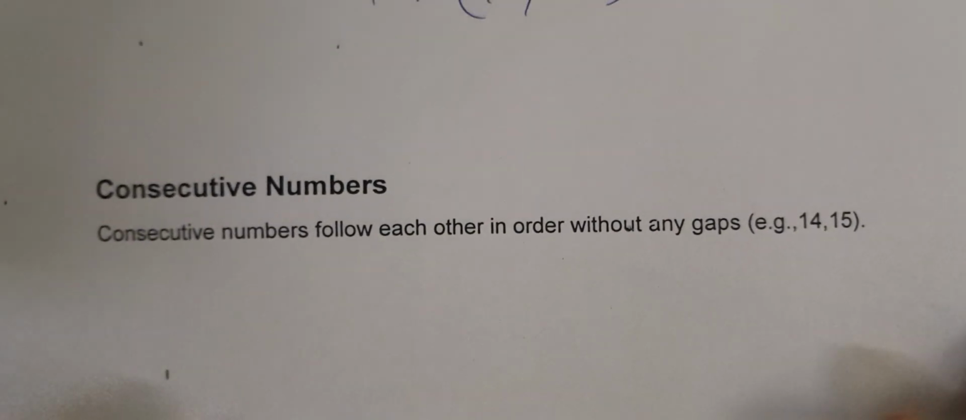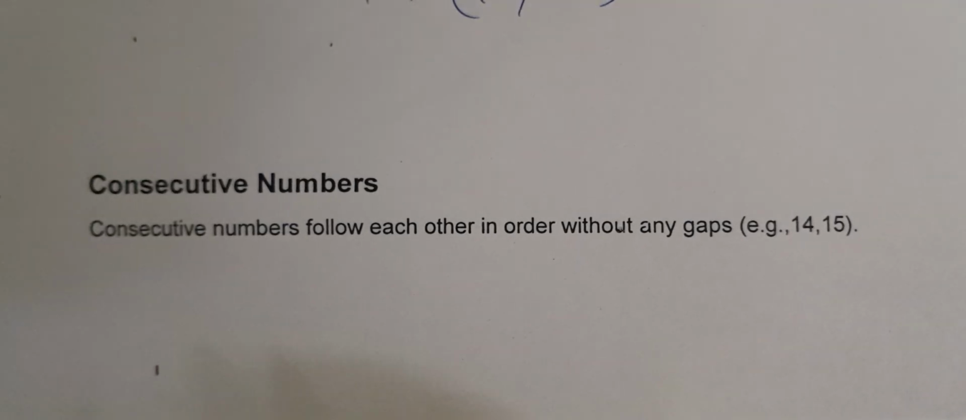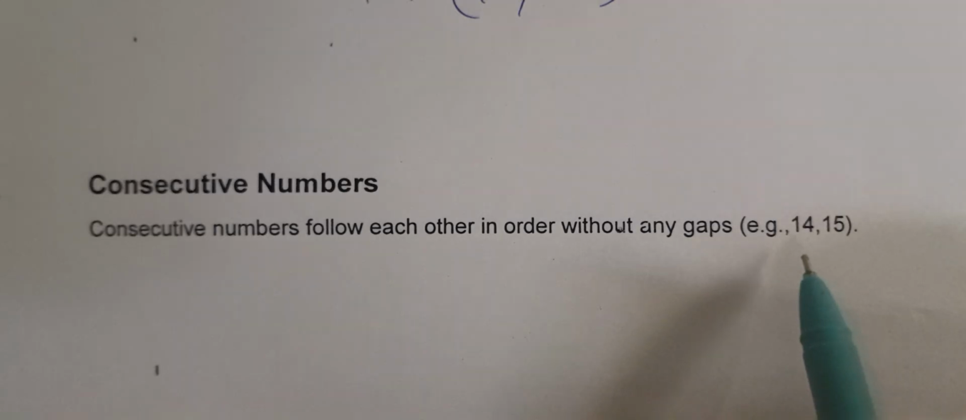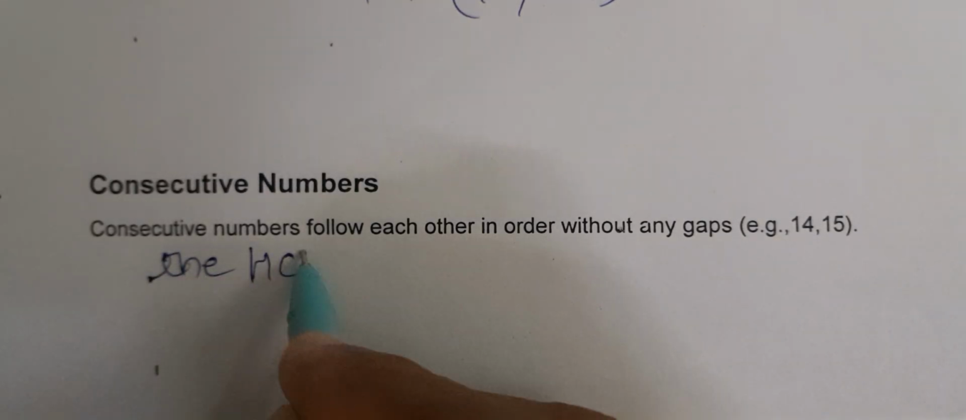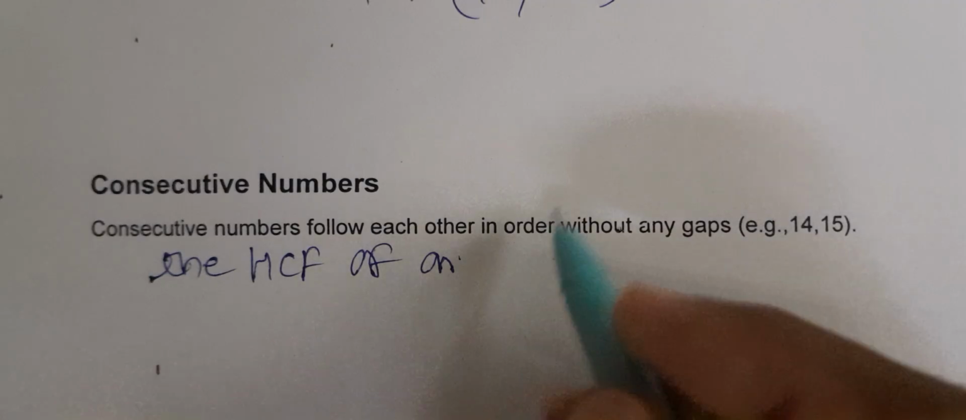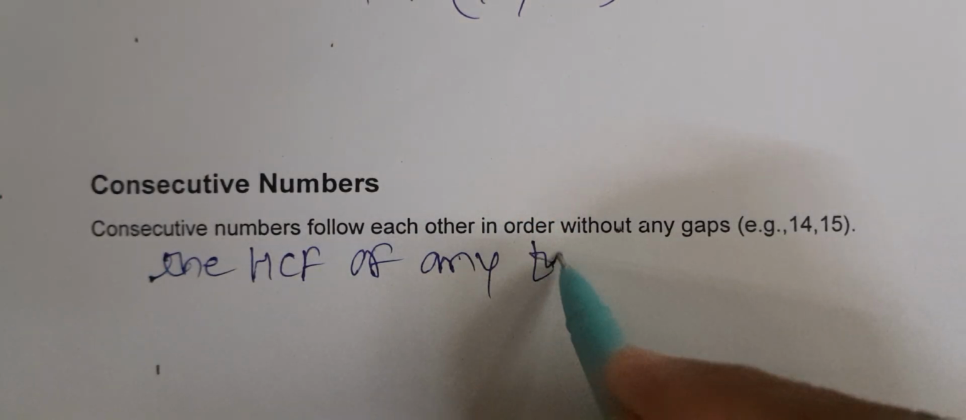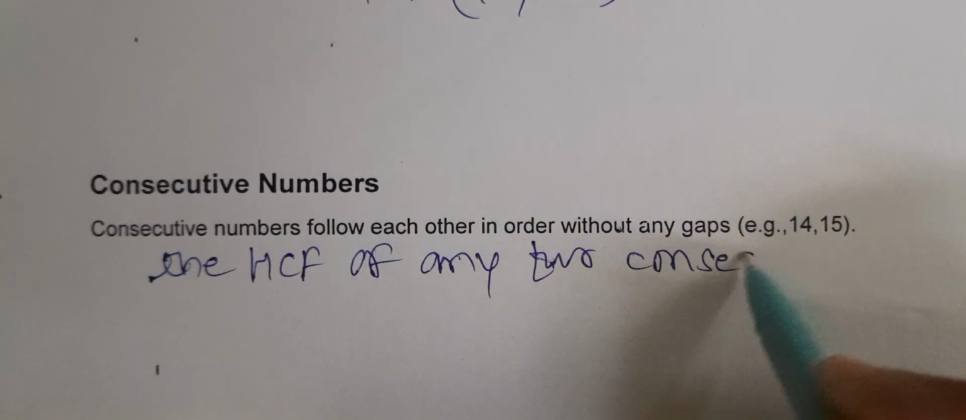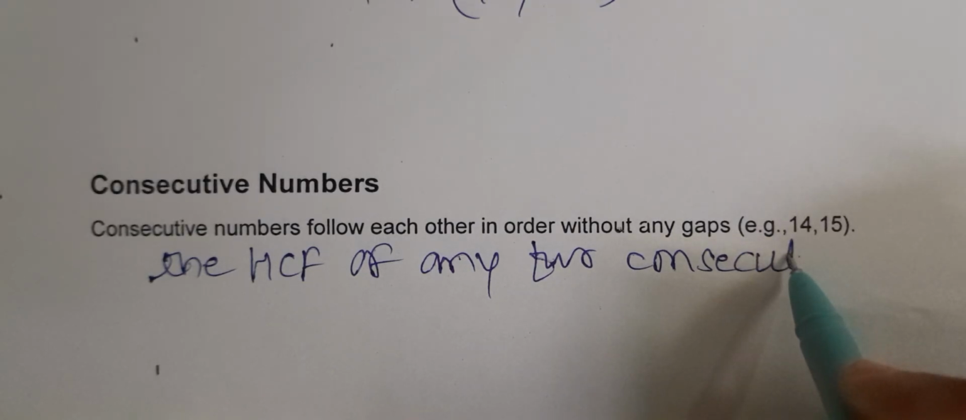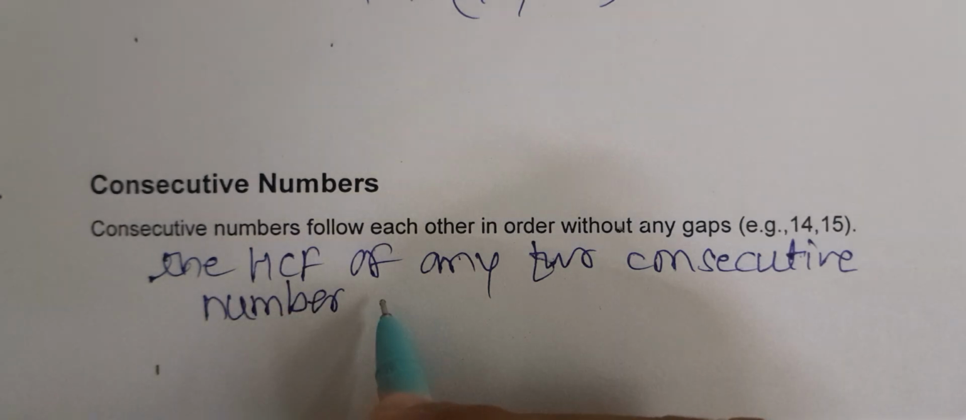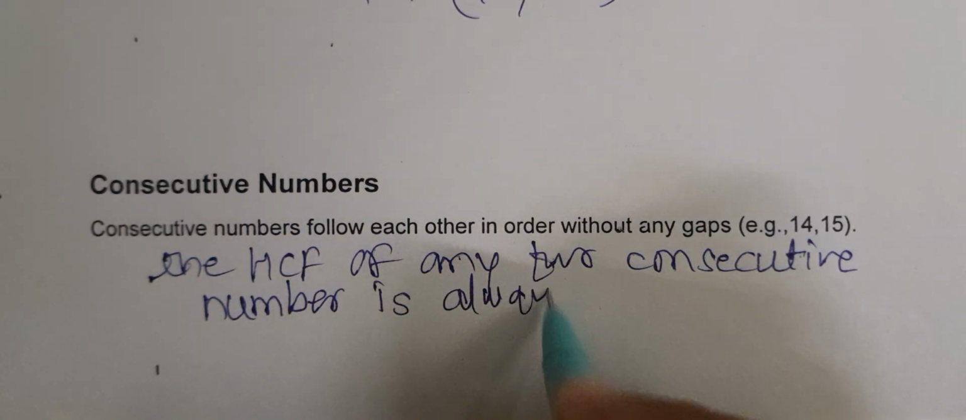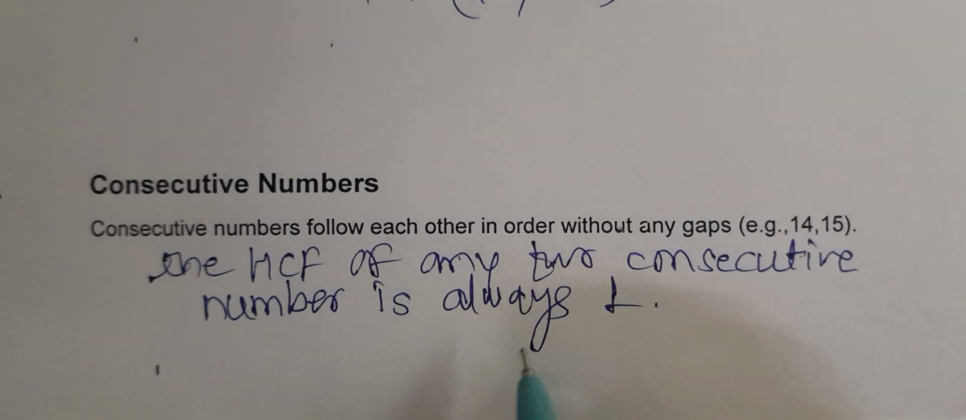Consecutive numbers. Consecutive numbers follow each other in order without any gaps. For example, 14 and 15. So what is the rule? The HCF of any two consecutive natural numbers is always 1.